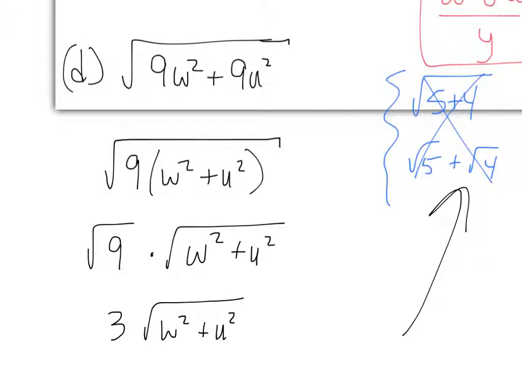So if you had made the common mistake on this one, the answer you'd have gotten would have been 3W plus 3U. And I guarantee you, 3W plus 3U would be one of the multiple choice answers on an SAT level test. Okay, you need to make sure that you're very, very diligent here. Think about your rules and how they really work.